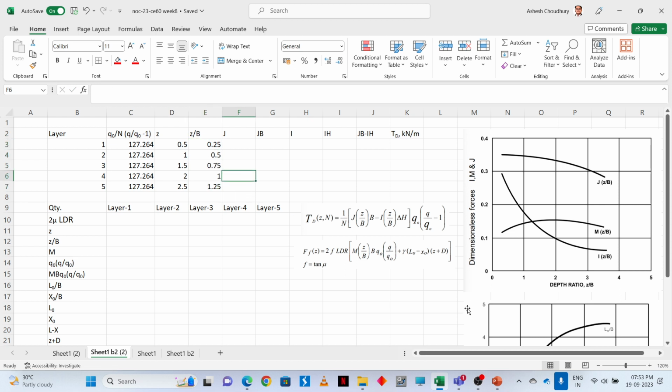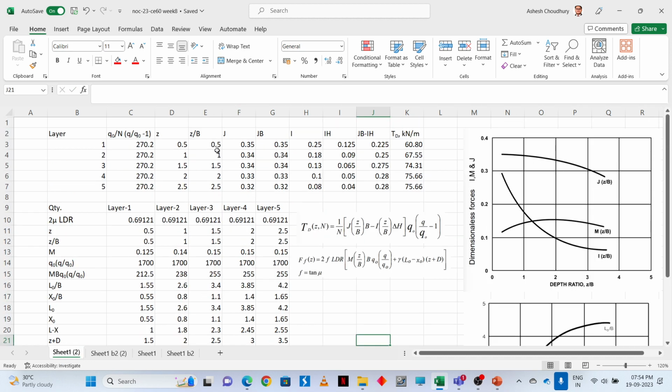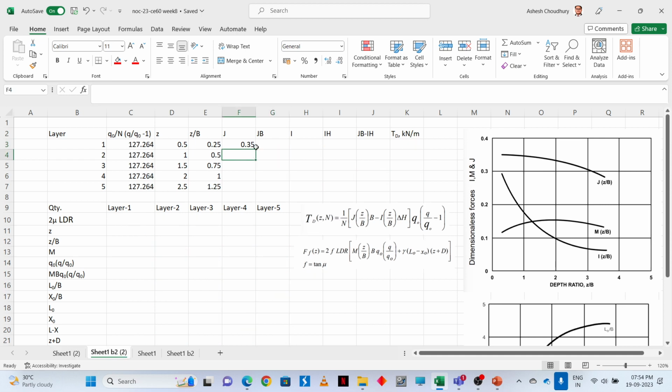Now let us see these J values again from this graph. So Z by B is 0.25. Approximate values we will take, okay? So for 0.5, 0.25 here, approximately 0.35 only. Okay, 0.35. All are approximate values. So for 0.5 we have taken this point, which is 0.35. Same.